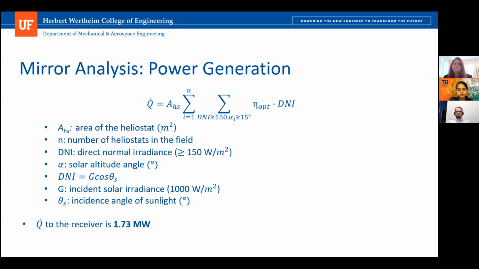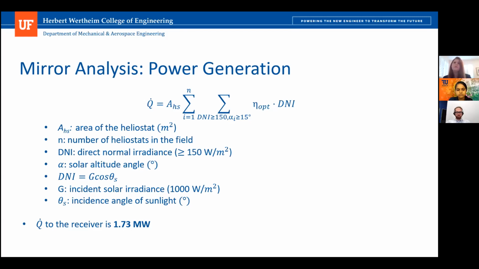So the focal thermal power input to the receiver is a product of the area of each heliostat, the optical efficiency, and the direct normal irradiance. In a real CSP plant, the heliostats begin working when the solar altitude angle, alpha, is higher than 15 degrees and the DNI is higher than 150 watts per meter squared. The focal thermal power input to the receiver is thus summed over the days in the year when these constraints are met for every heliostat in the field.